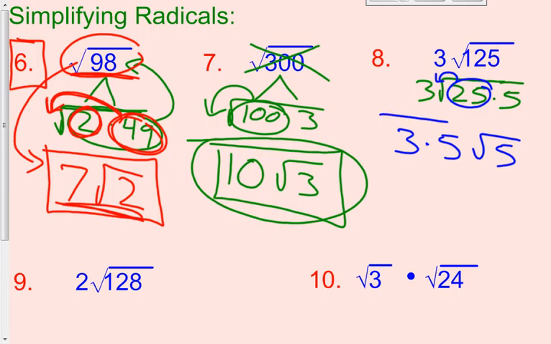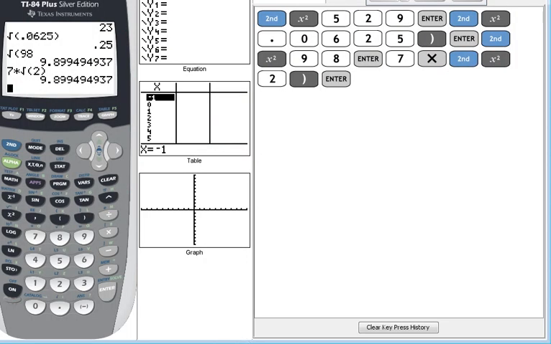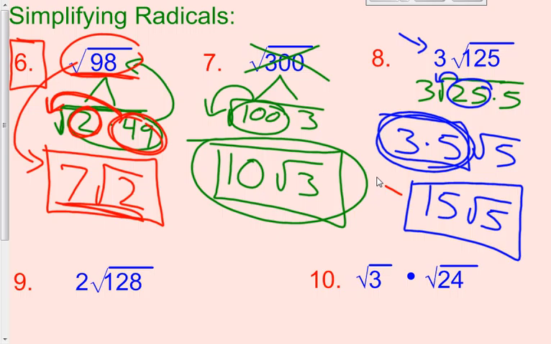And now class, let's not leave it like this. Let's simplify this part right here. What's 3 times 5? It is obviously 15 square root 5. If you're ever unsure of yourself, whether or not you did it right, once again, you could always check your work in your calculator. 3 times the square root of 125. What is that? 3 times the square root of 125 is this number, 33.54, so on and so forth. And we are saying that 15 square root 5 is the exact same thing.